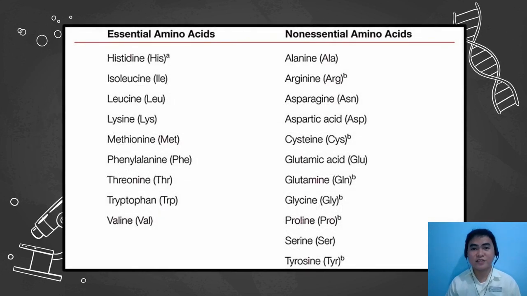This is the list of essential and non-essential amino acids. Bear in mind that every amino acid is abbreviated with a three-letter symbol. For example, histidine, HIS, isoleucine, ILE, leucine, LEU. This will become handy once we start combining them into longer chains kasi kailangan medyo maikli lang yung papangalan natin. There are 9 essential amino acids.